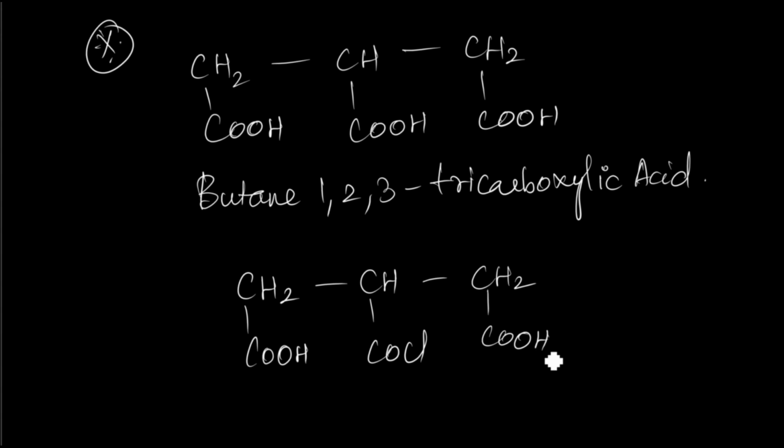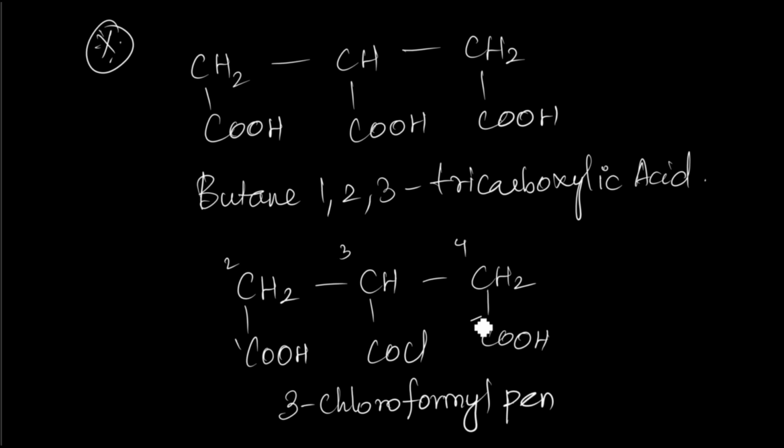Which takes more priority? Of course, the COOH groups take more priority. Then how will you name it? The name of this compound is 3-chloroformylpentane. Why pentane? Because we are counting over here. In which position am I having the carboxylic acid? 1 and 5, isn't it? So pentane-1,5-dioic acid. So this is about the important parts. I just wanted to let you know about nomenclature.